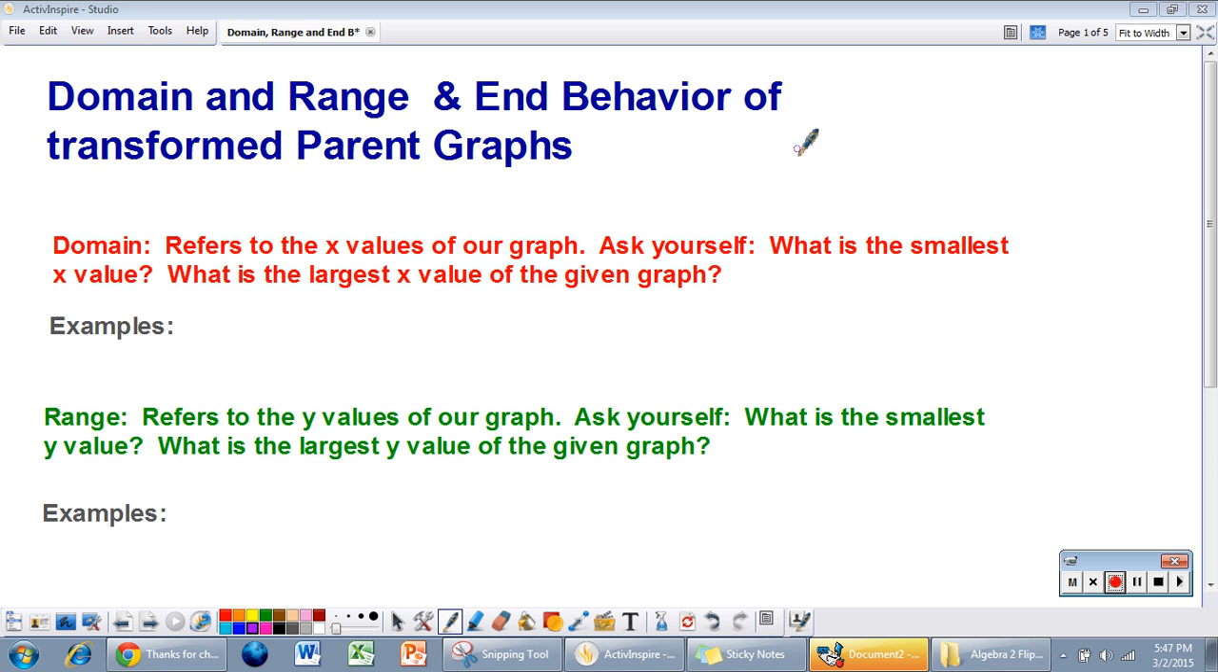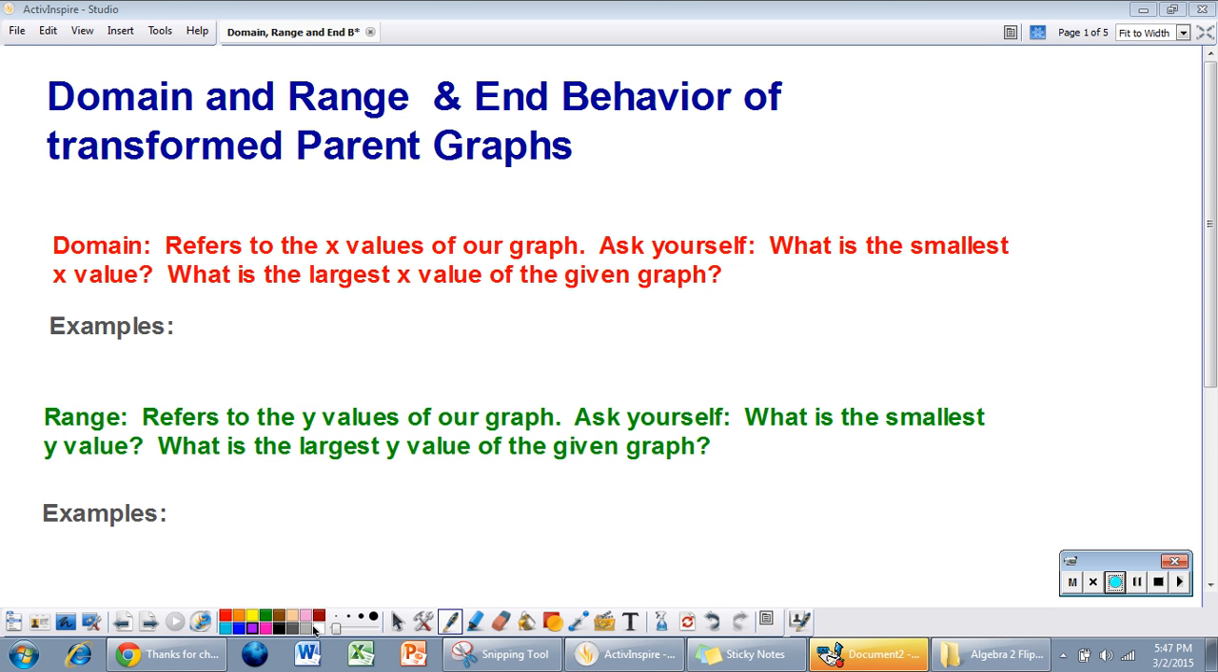Well, let's review. The domain refers to our x value, and basically we're looking at a graph, we're reading it, we're not memorizing anything, but we're reading it, and we're asking ourselves, what is the smallest x value? And then, what is the largest x value? And we're writing those as statements.